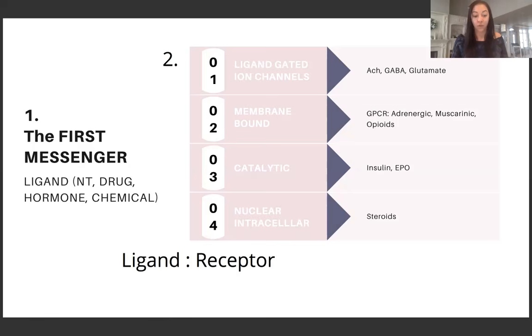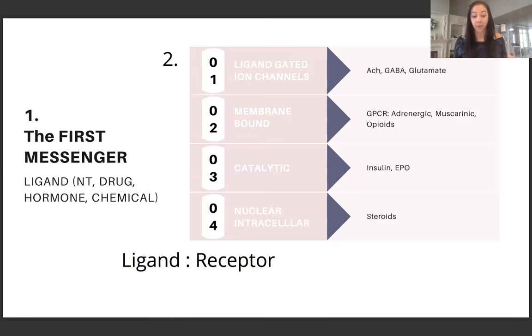So these are the four types of ways that the ligand can communicate with the inside of the cell. You have ligand-gated ion channels, which is your acetylcholine, your neuromuscular blockers, where they work at the neuromuscular junction. GABA, which is where your anesthetics work. And then you have glutamate and glycine as part of how the NMDA receptors work.